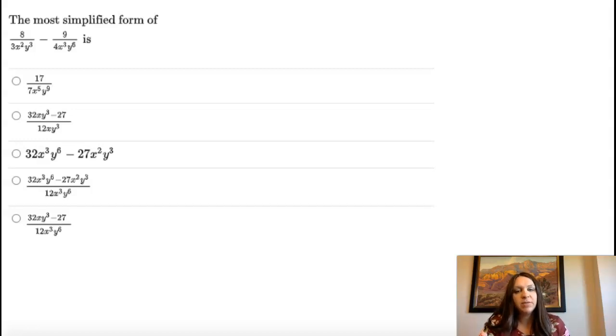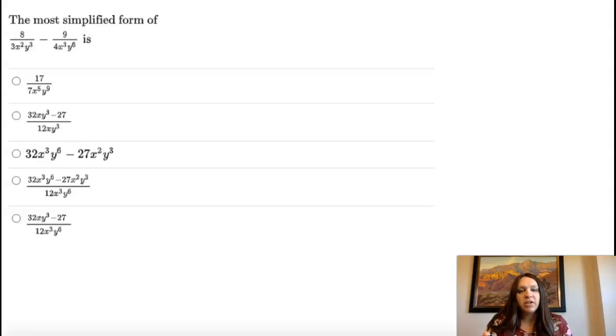So now I need to get my x's the same and then my y's the same. So over on the left here I have 2 x's. Here I have 3 x's. So my common denominator, if I'm just focusing on my x's, will be x to the third. So over here I'm going to multiply this by x to make that x to the third. And what you do to the denominator, you do to the numerator.